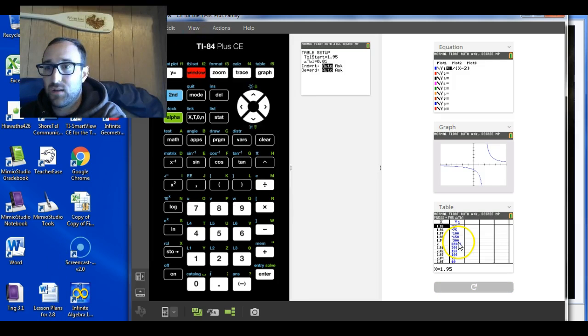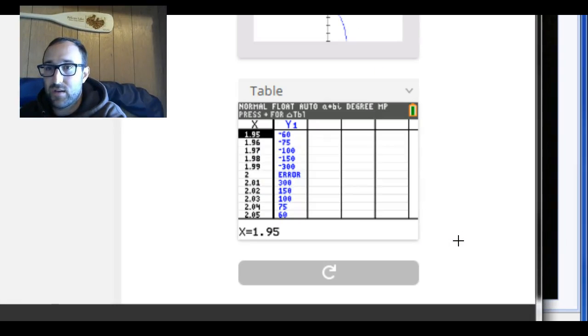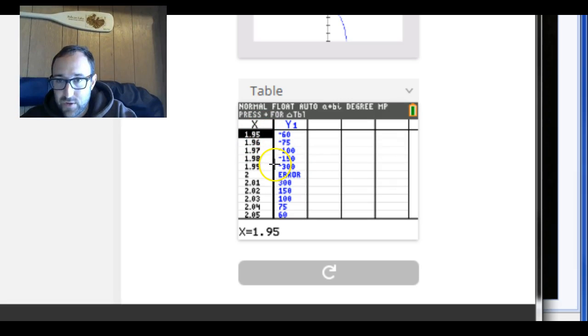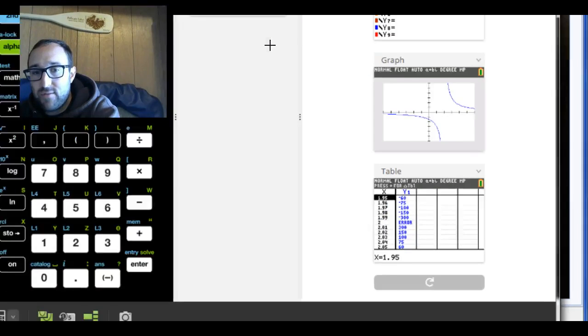Give me 1 second. Alright, that's a little bit better. You can see as we approach from the left side, it's going towards negative 300, and as you're approaching from the right side, it's going to positive 300. So you can assume, based on what we know about the graph and from this table, going up by 0.01, that it's getting really, really negative and really, really positive. So we can say that it's going towards negative and positive infinity.